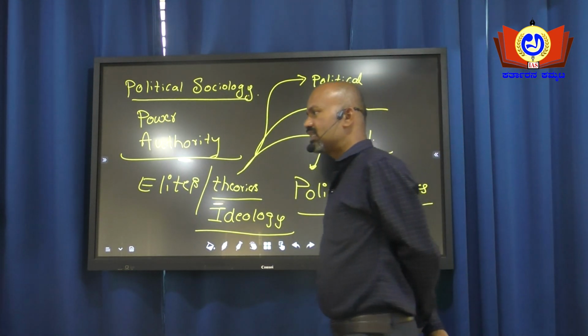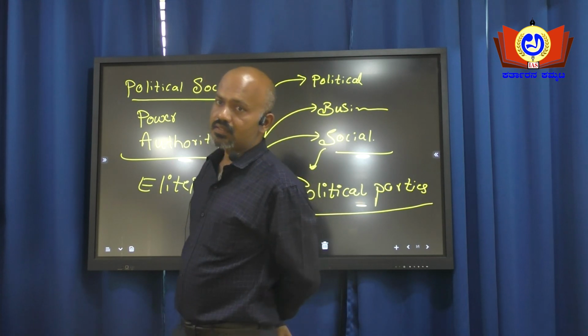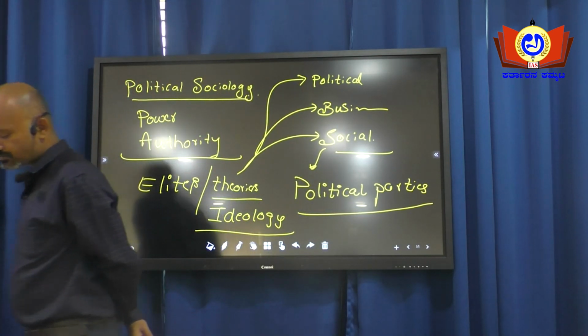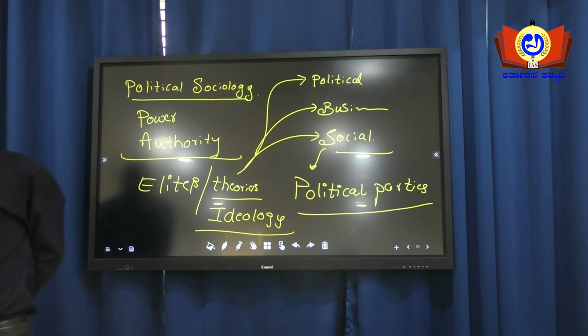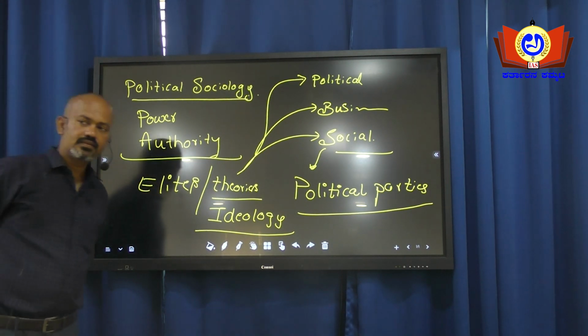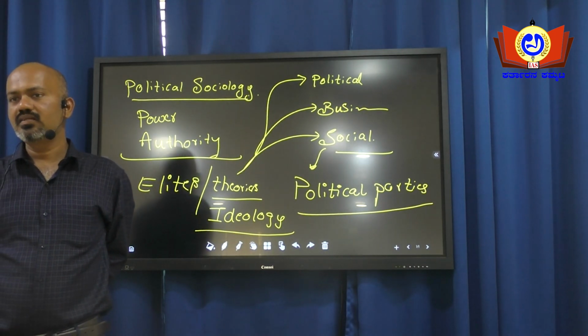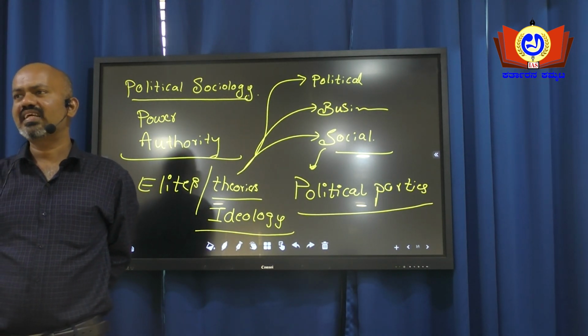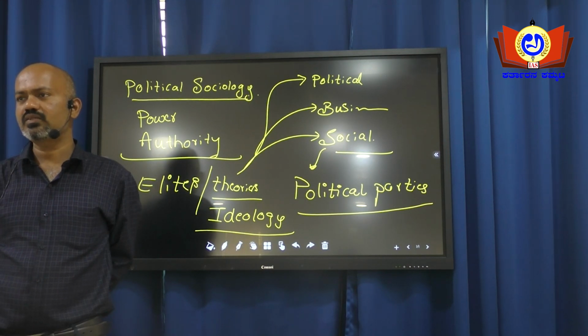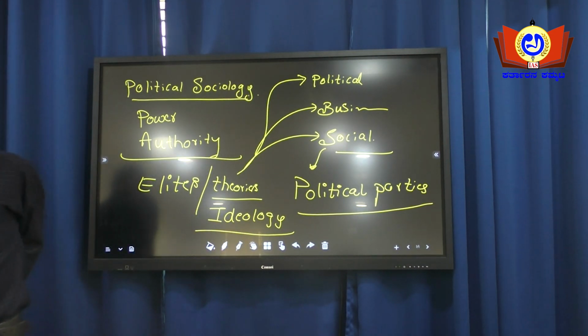Trade unions are also an example. Chamber of Commerce. Medical associations. ABVP, the student wing is there, no? ABVP is also an example. Akhil Bharatiya Vidyarthi Parishad, no? ABVP. Okay, some examples I have got.